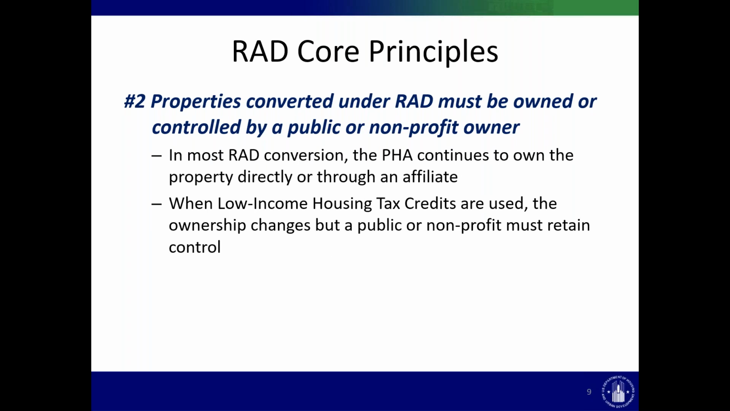The second core principle: properties converted under RAD must be owned or controlled by a public or nonprofit owner. So in the vast majority of RAD conversions, the PHA continues to own the property directly or through an affiliate. But when low-income housing tax credits are used, that's about 30 to 40% of the time, ownership changes technically into a new entity, but that new entity must be controlled by a public or nonprofit. And therefore, a public or nonprofit has to have an ongoing role at the property, regardless of financing.